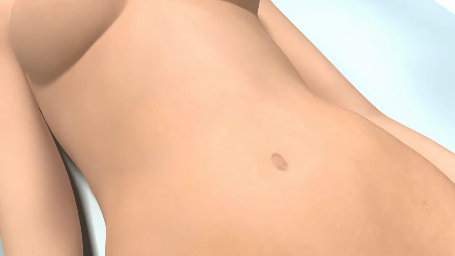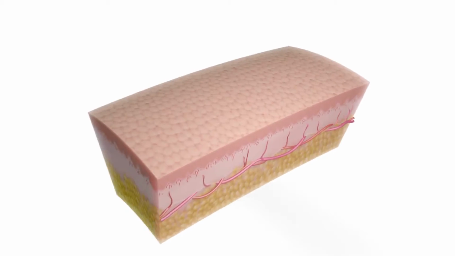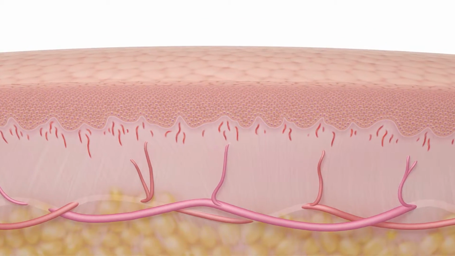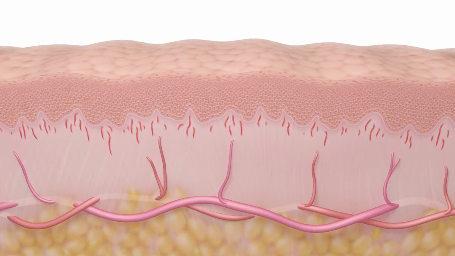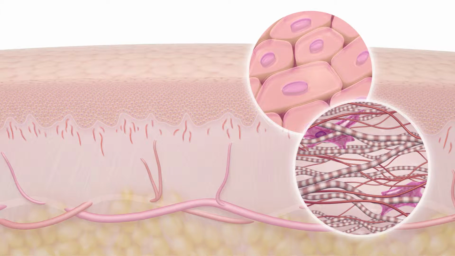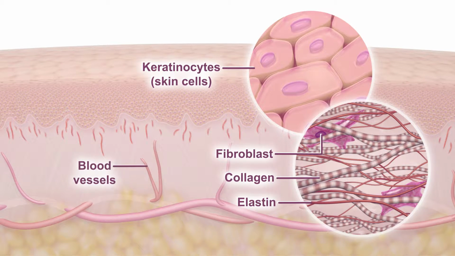Skin in its natural state is always under functional tension. Its viscoelastic properties allow it to react dynamically to movement and pressure. Microscopically, skin is a dynamic system including keratinocytes, fibroblasts, structural components including collagen and elastin, and blood vessels.